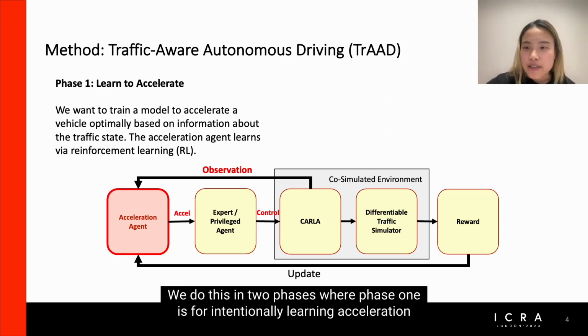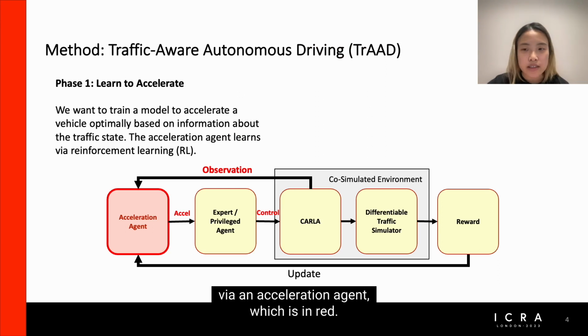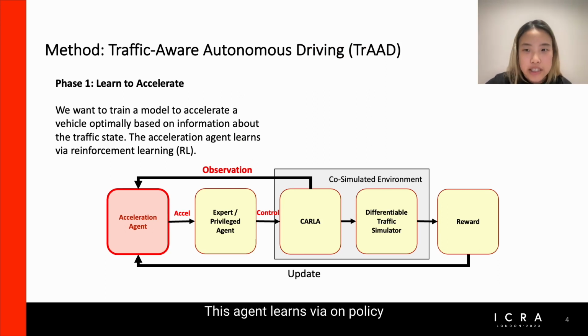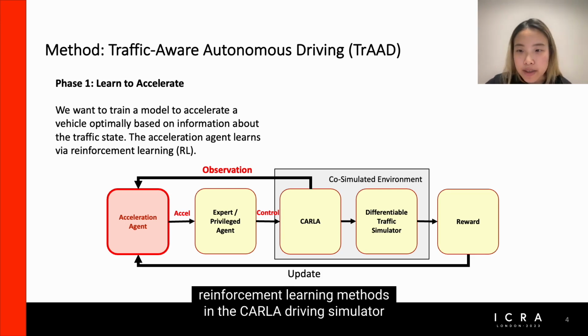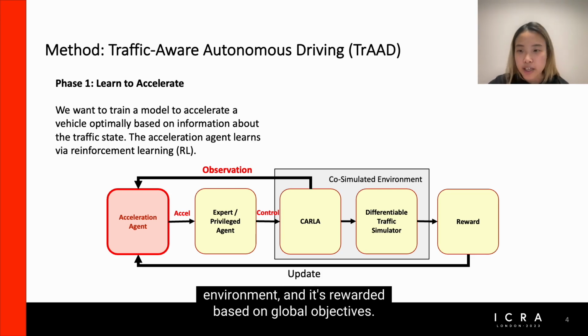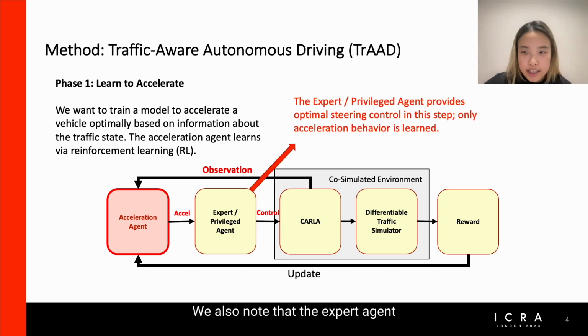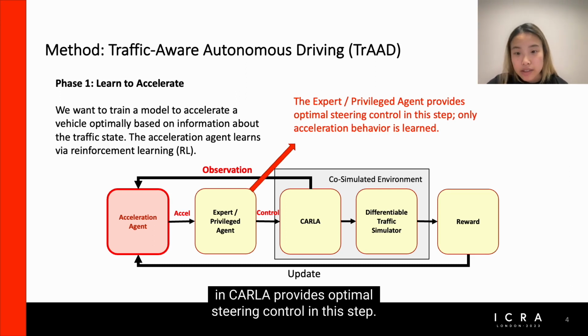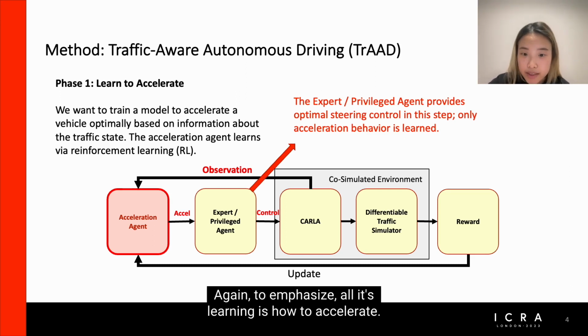We do this in two phases, where phase 1 is for intentionally learning acceleration via an acceleration agent, which is in red. So this agent learns via on-policy reinforcement learning methods in the ICRA driving simulator environment, and it's rewarded based on global objectives. So we also note that the expert agent in ICRA provides optimal steering control in this step. So again, to emphasize, all it's learning is how to accelerate.